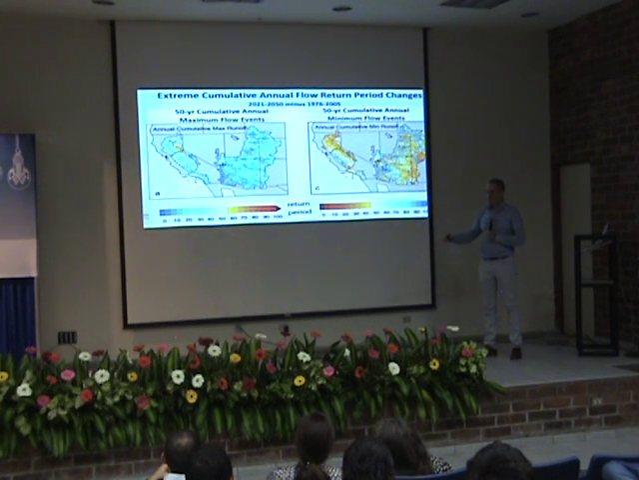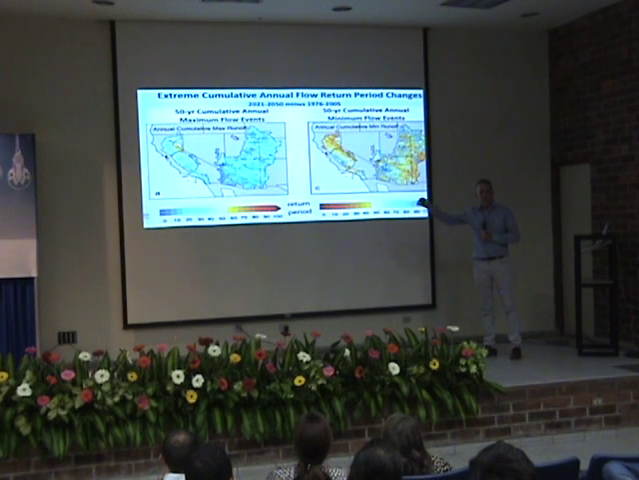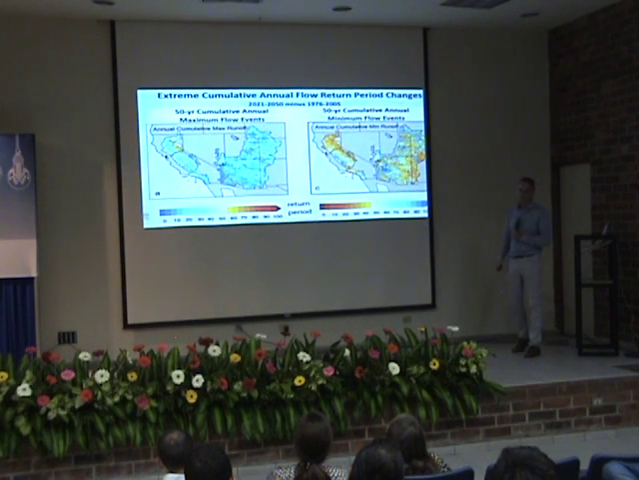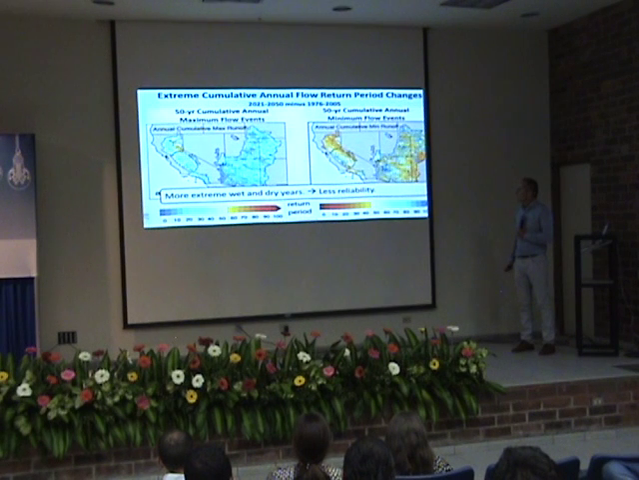What it's saying is that we have more years where it's very extreme, very wet, maybe 8 centimeters, and other years where we have 5 centimeters. And that's actually what we're seeing today. Whether that's a result of climate change is still up for debate. What does that mean? It means less reliability in our system.